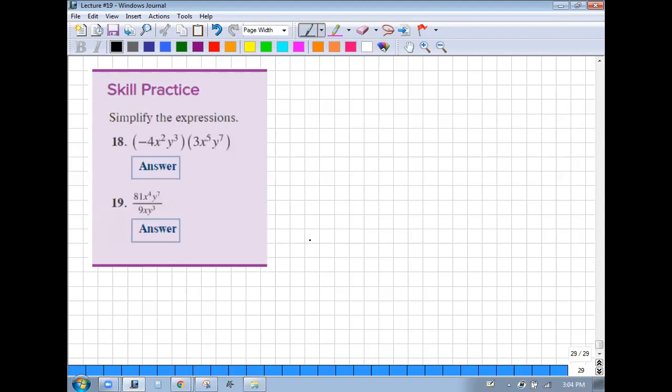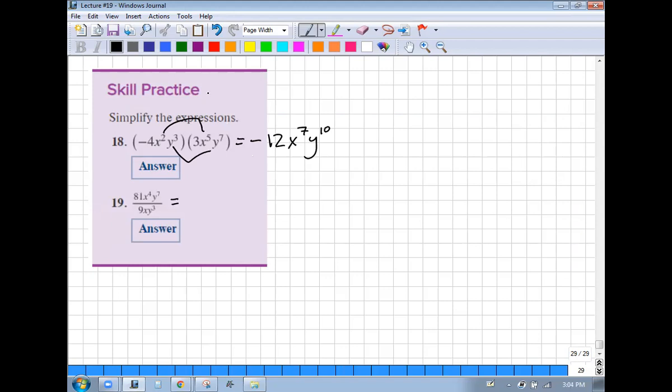All right, let's simplify this. It's all being multiplied. We have a minus sign here. A 4 times a 3 is a 12. We have 2 x's times 5 x's, which gives us 7 x's. We have 3 y's times 7 y's, which would give us 10 y's all multiplied together.